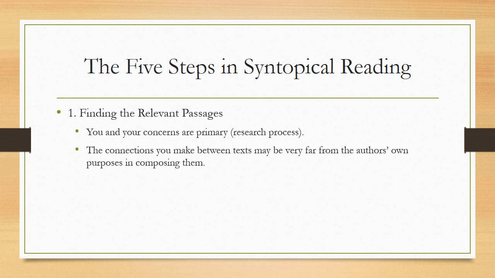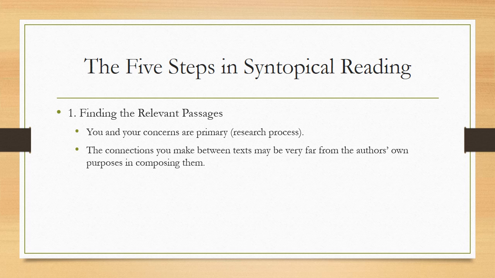The connections you make between texts may be very far from the author's own purposes in composing them. So when an author writes a book or an article or films a movie, whatever the text is, when they compose it, they enter into a conversation. Whatever subject matter it deals with, they're entering into that general discussion of that subject. But as we've seen on the last slide, subjects can be very broad. And so what you choose to read for your understanding of a subject may differ a little bit from what someone else reads.